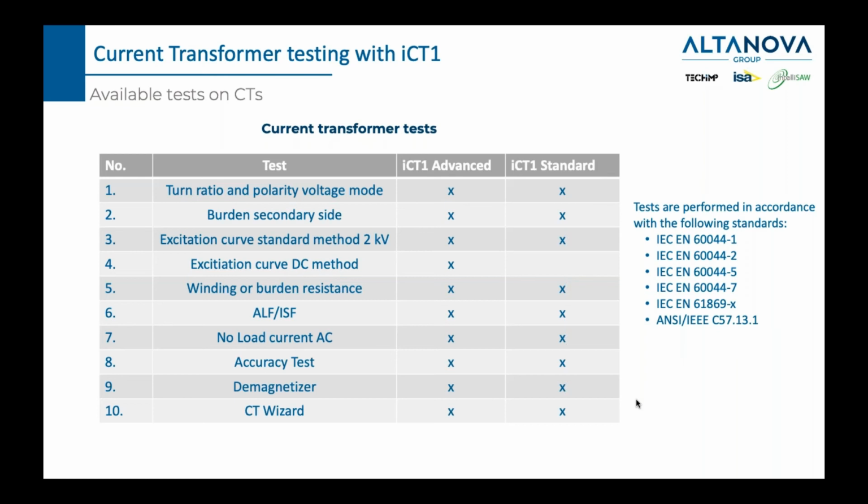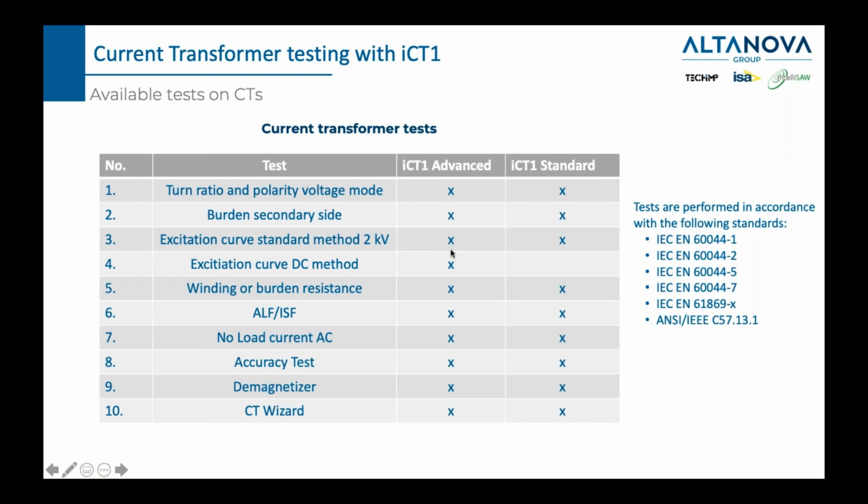For a CT, we can do turns ratio and polarity mode. We can test the burden, secondary side, excitation curve using a standard method up to 2 kilovolts, and we can also do excitation curve in DC method. Winding or burden resistance can be tested, and as mentioned before, ALF and ISF, accuracy limiting factor and instrument safety factor. No load current and AC accuracy tests can be performed. There is a demagnetizer, or CT Wizard or CT Explorer, as we call it.